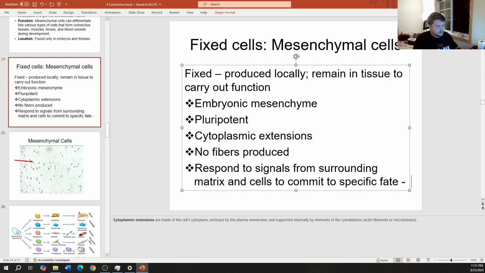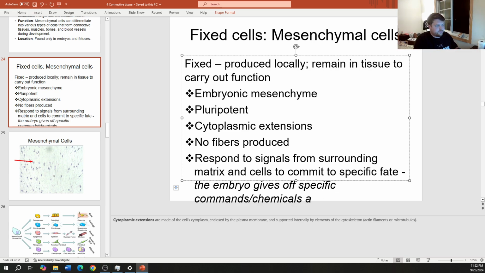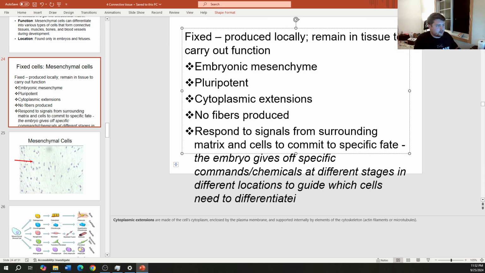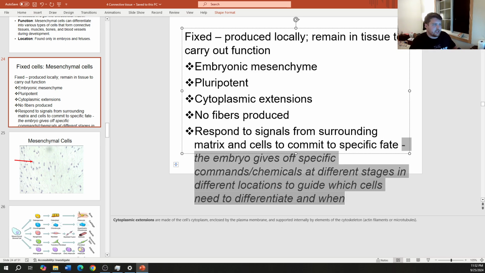What this is saying is that the embryo gives off specific commands, chemicals, at different stages in different locations to guide which cells need to differentiate and when. Differentiate means to change, to become different.